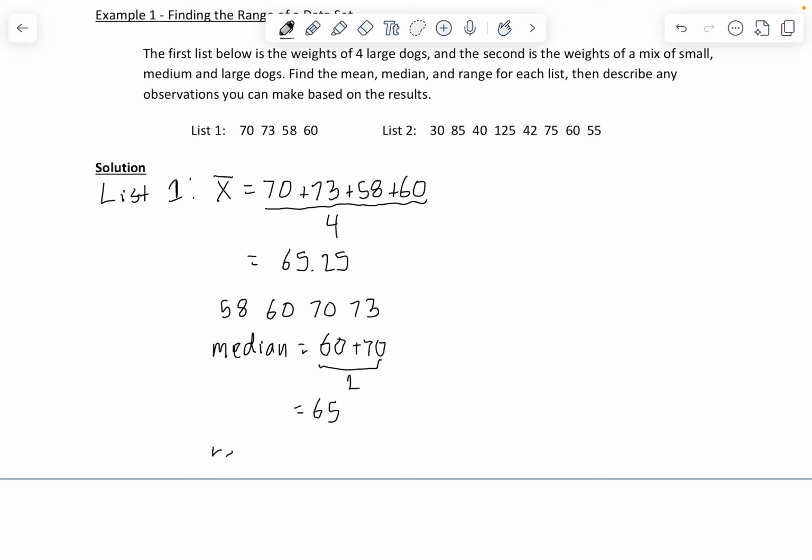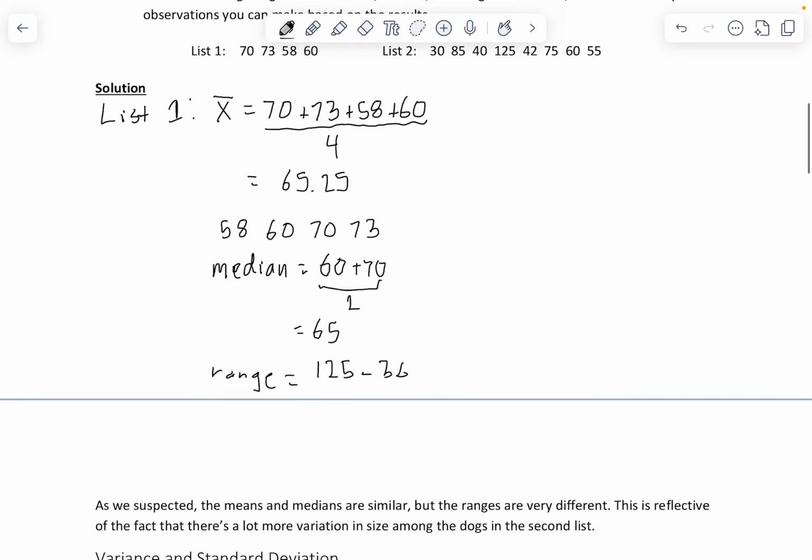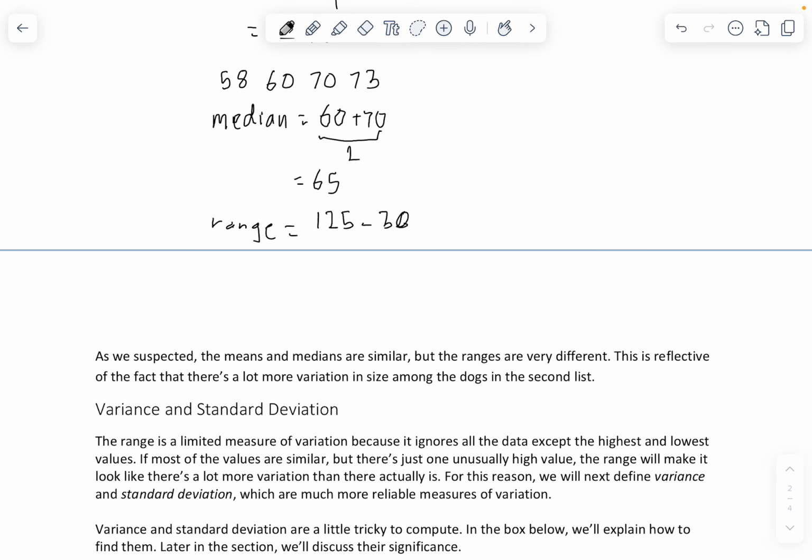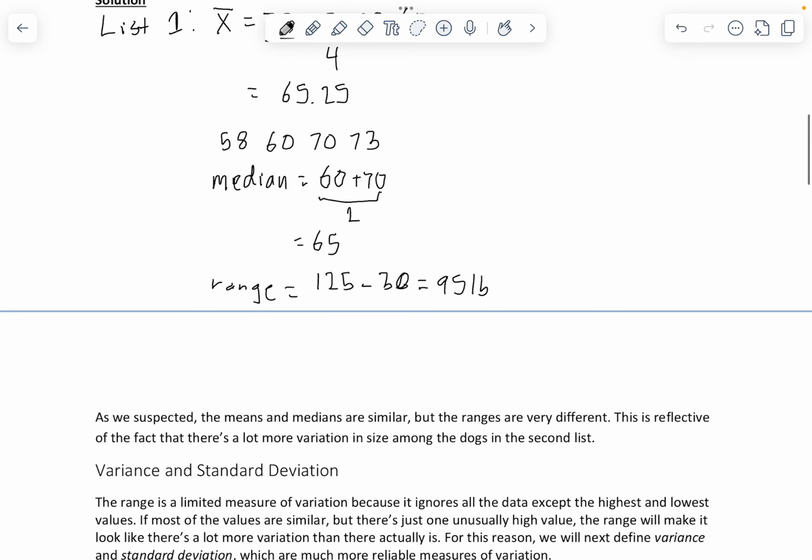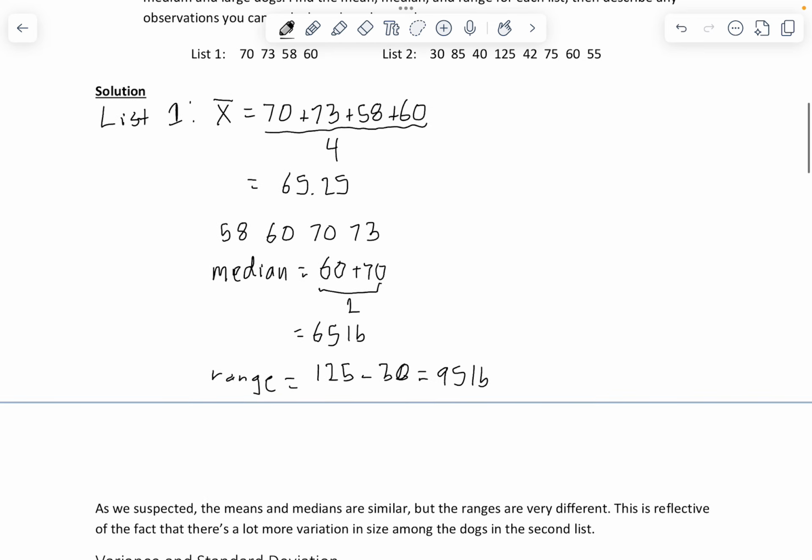And then the range is just the largest value minus the smallest value. So that would be 125 minus 30, and that equals 95. And these all have units of pounds, so let's go ahead and put units on these. So that's list 1.